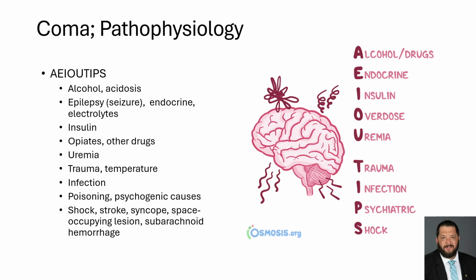Is it a syncopal episode? Is it transient? Things like space-occupying lesions within the brain, or more concerningly, the subarachnoid hemorrhage, which we'll talk about in the stroke section of this lecture.